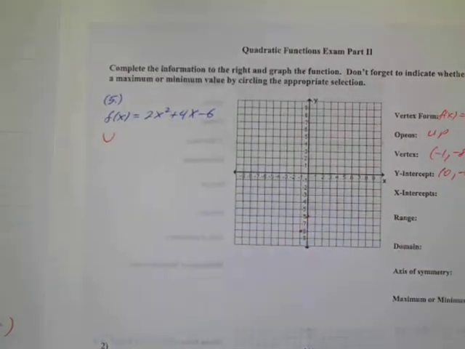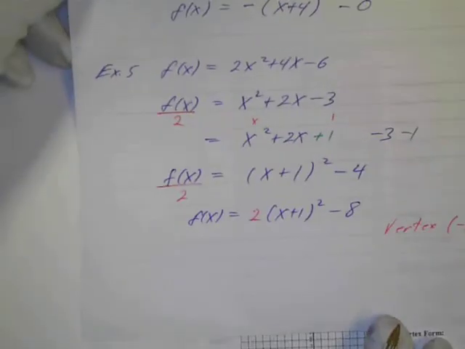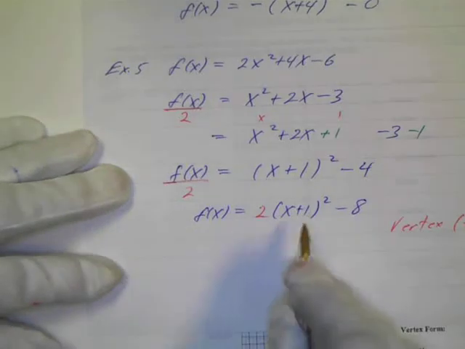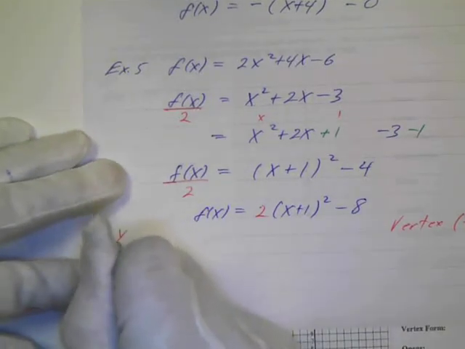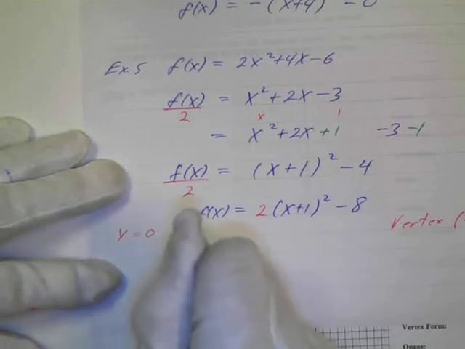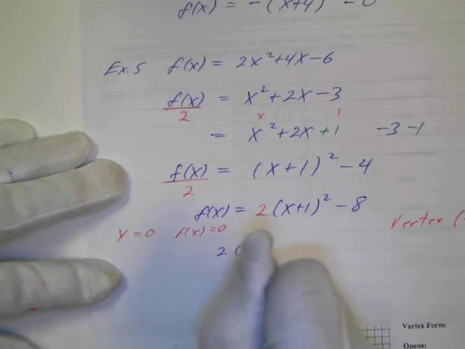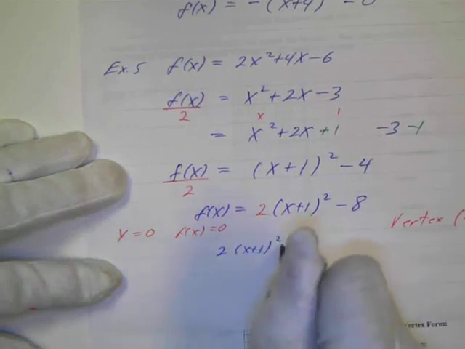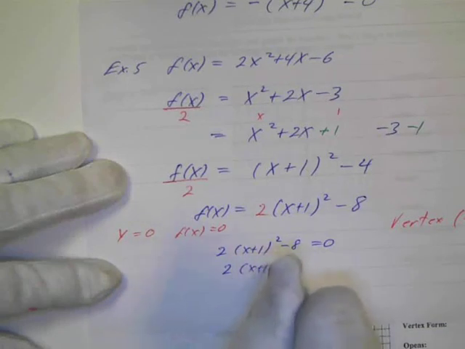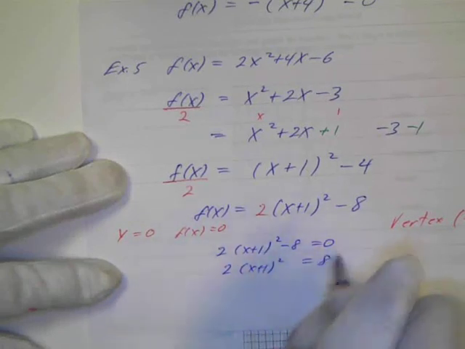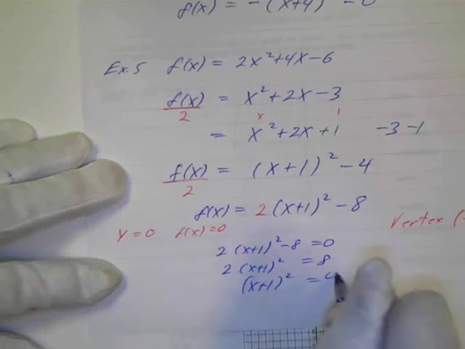All right. So we want to find the x-intercepts. So we want to solve this. So we just set this equal to 0, and I think we could do it over here. Because this is going to be y, so we want to know when this is f of x or y equals 0. So we'll just say 2 times x plus 1 squared minus 8 equals 0. So if I add 8, I've got 2 times x plus 1 squared equals 8. Add 8 to both sides. Divide by 2. x plus 1 squared equals, 2 goes into 8 4 times.